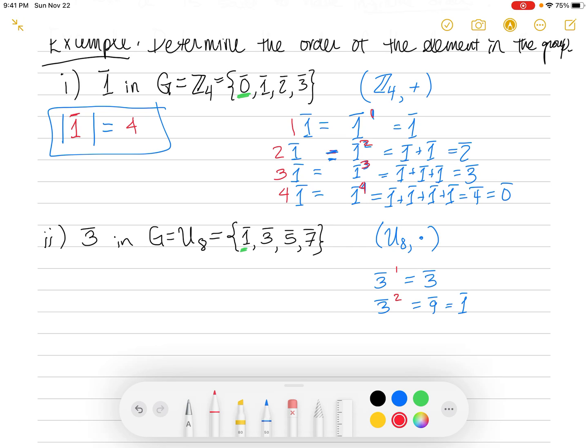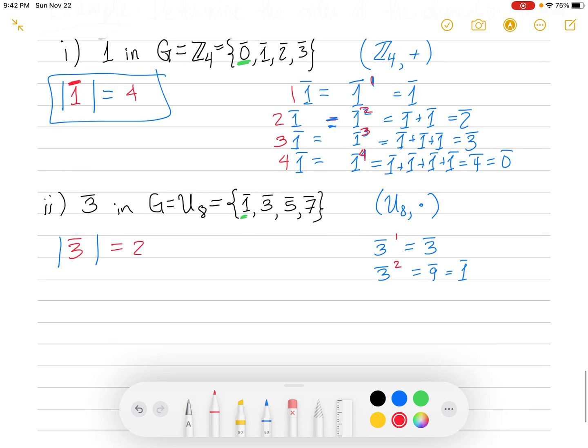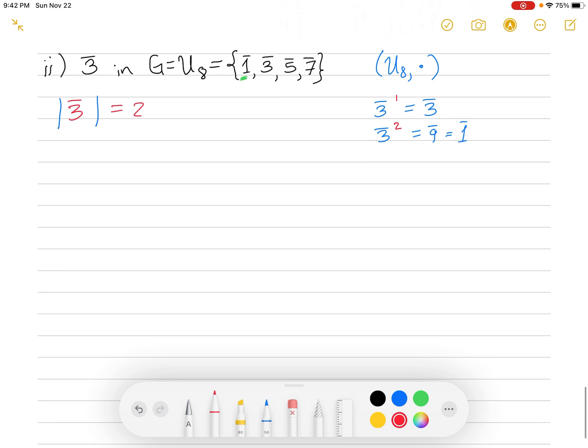Okay, so I forgot to put a 1 bar here. And problem 1. Okay, now problem 2. So we're going to take the order of 3 bar. The order of 3 bar is 2, right? We're going to take 2 copies of 3 bar to get back to the identity. Okay, let's do a number 3.